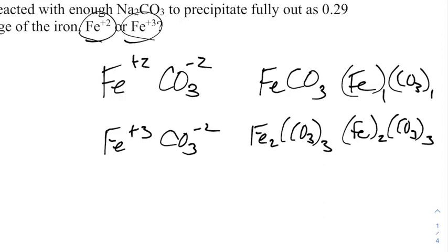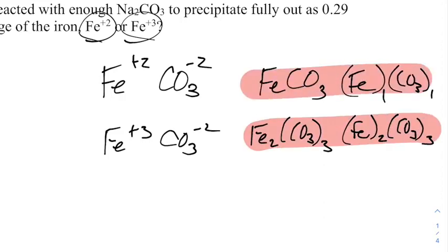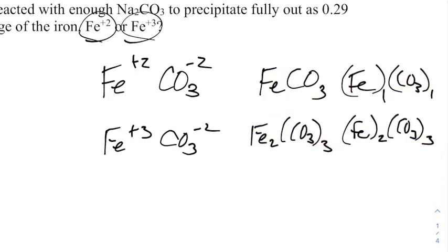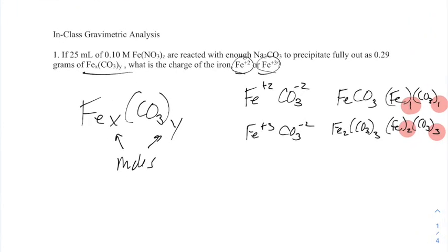So it's one of those. I don't know which one it is. It's one of that one or that one. But we're going to figure it out using the information that we have here. So it's either a 1-to-1 ratio or a 2-to-3 ratio. So let's figure it out. We need the moles of X and the moles of Y, and then we can figure out which one it is. All we have to do is get those two numbers.